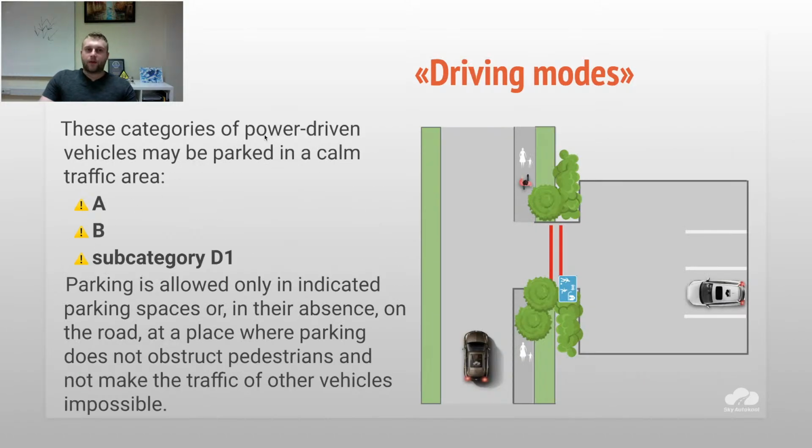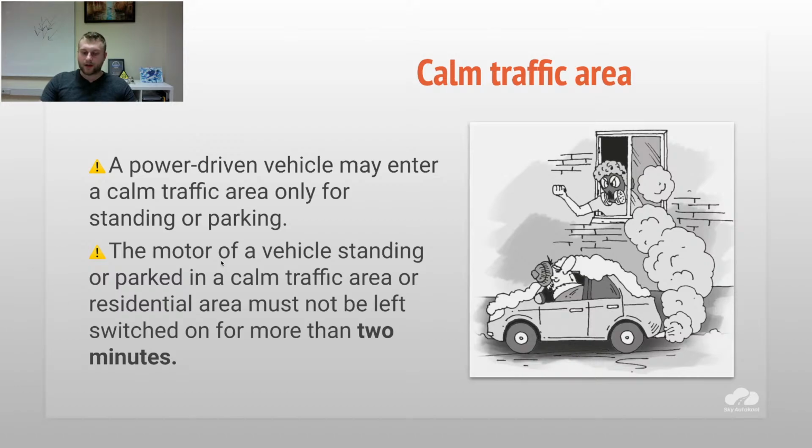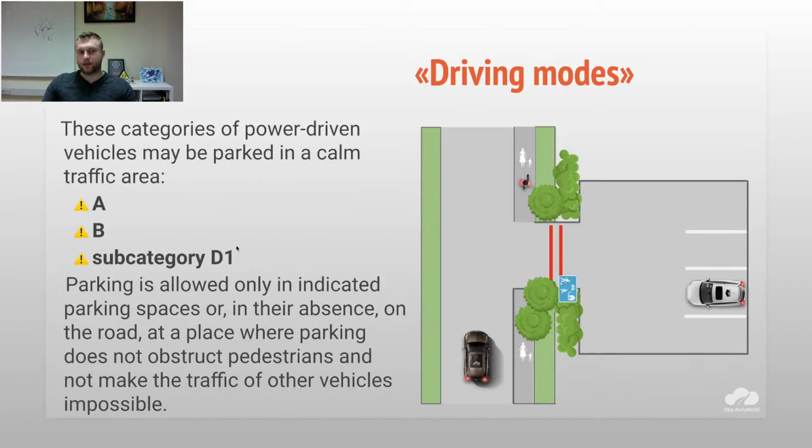So these categories of power-driven vehicles may be parked in a calm traffic area: only A, B, or D1. So trucks or buses cannot park in the calm traffic area. Parking is allowed only in indicated parking spaces or, in their absence, on the road at a place where parking does not obstruct pedestrians and does not make the traffic of other vehicles impossible. This is kind of an obvious rule, I guess.